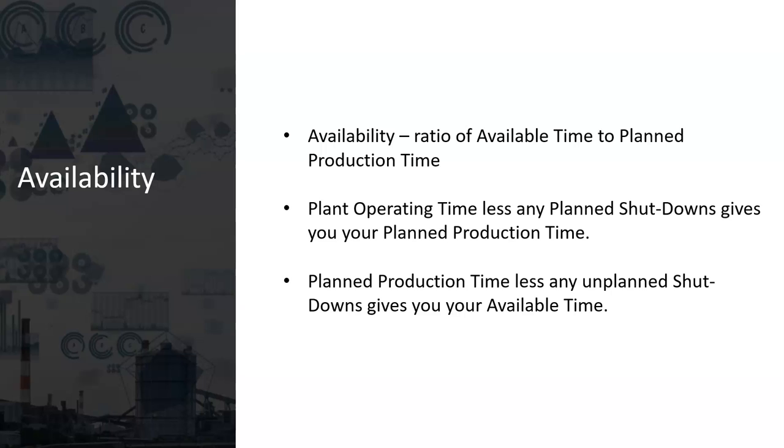Planned production time is calculated by taking your plant operating time, the amount of time your facility is open and available for operation, and subtracting any planned shutdown events. This allows you to understand what the maximum production potential is, based on the full planned production time. Available time is calculated by taking your planned production time and subtracting any unplanned shutdown times.